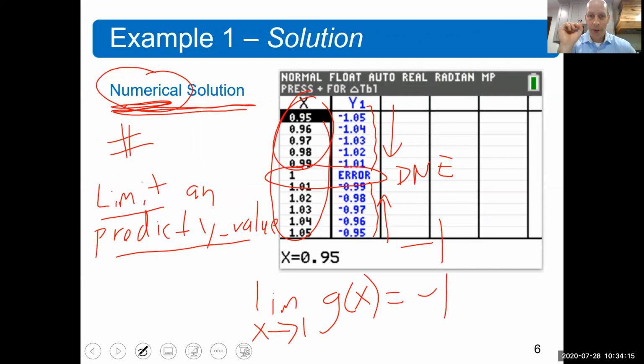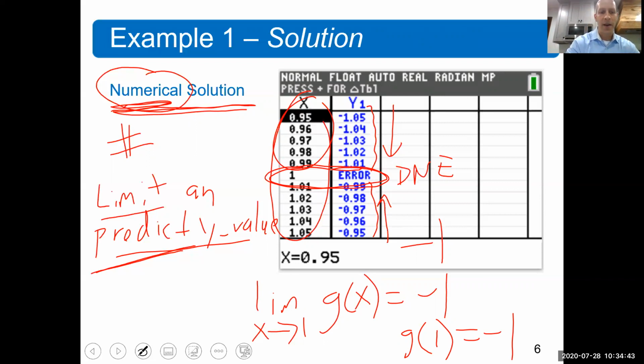Now, I need to make sure that this is clear. Remember, this is a predicted y value. I'm not saying that g of 1 is -1. That is not a true statement. We can clearly see that that's not the case based on this calculator. What we can say, though, is the limit, as we get super close to 1 without actually getting there, is -1. So that's what a limit is.